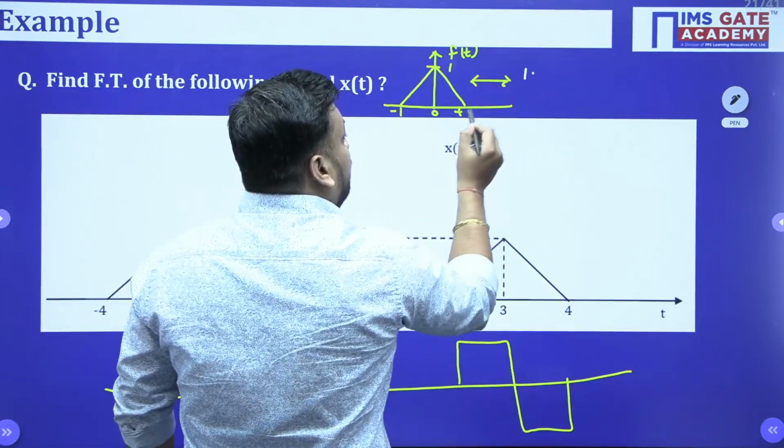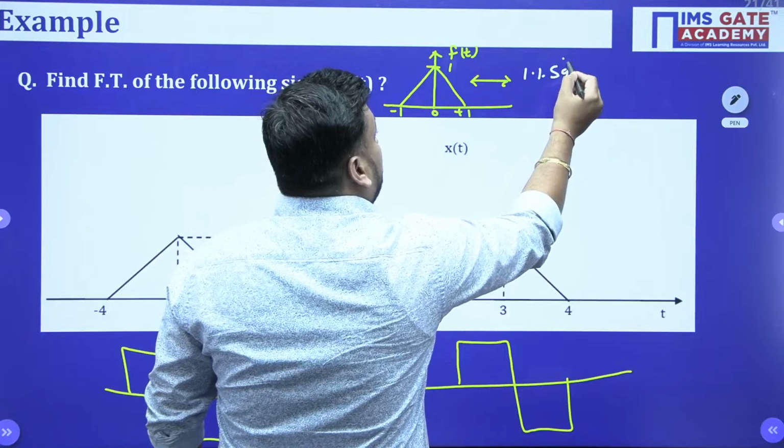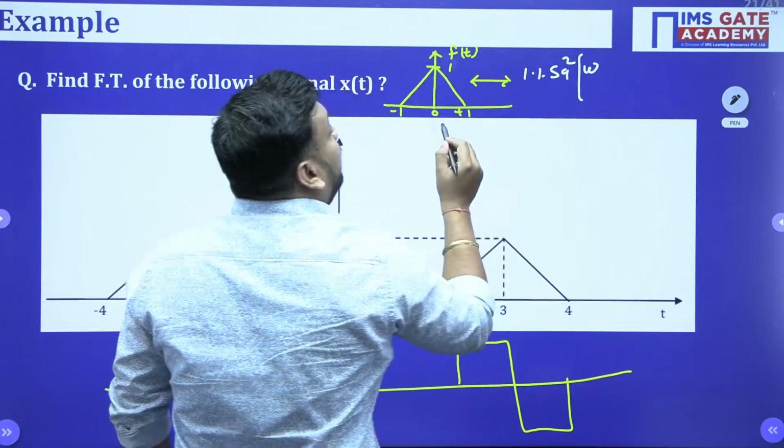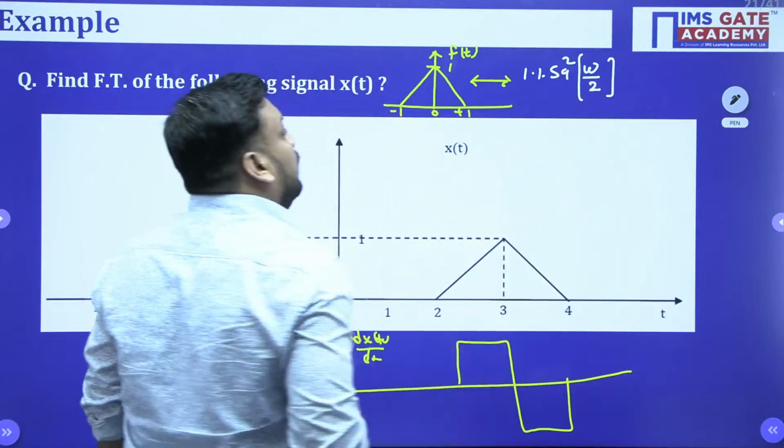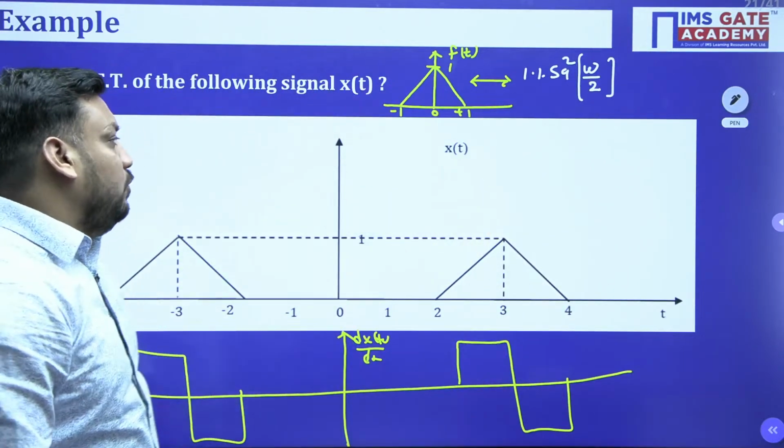A is 1, tau is also 1. A tau Sa squared of omega tau by 2. What is tau? Tau value is 1. So this is Sa squared of omega by 2. This is the Fourier transform of f(t).